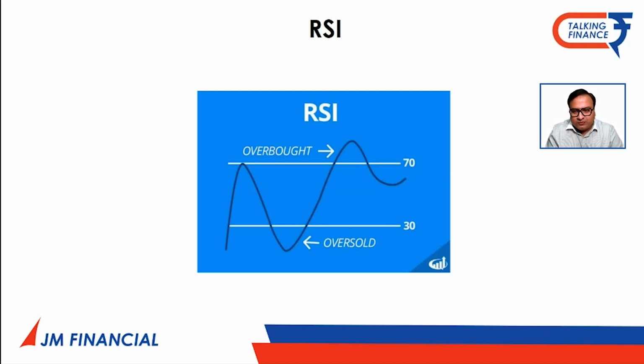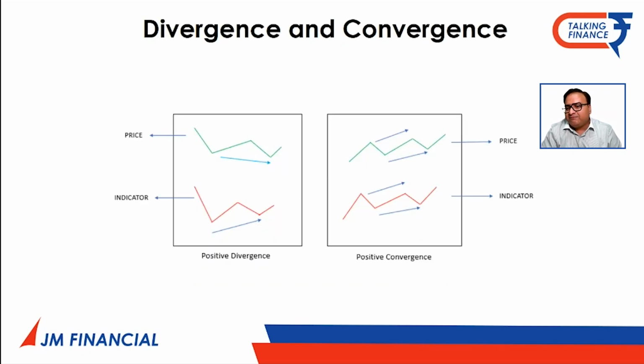So this is as simple as it gets. If you see a stock which is above 70 RSI, it's a time to book profits. If you see a stock which is below 30, it is a time to probably buy the stock. Now, this is a very simplistic view of what RSI is. There are other levels to it. It could be a positive divergence or a positive convergence. Now, what is divergence and convergence?